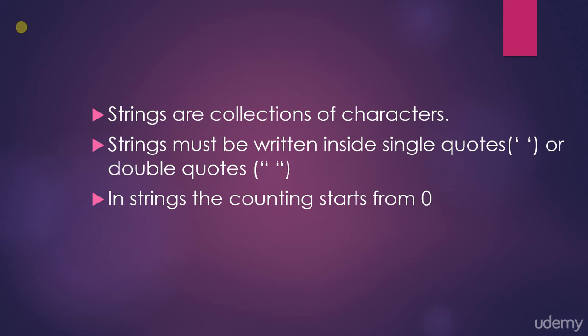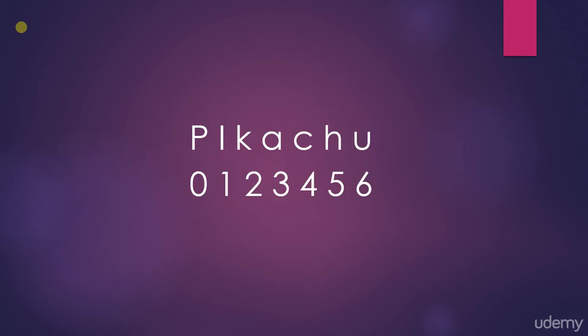Now another important thing to remember is that whenever we count the number of characters of a string, the counting starts from 0. Whenever we are dealing with computer stuff, we always count from 0. Not from 1, but from 0. So suppose we have a string Pikachu, which is my favorite Pokemon. The counting always starts from 0.